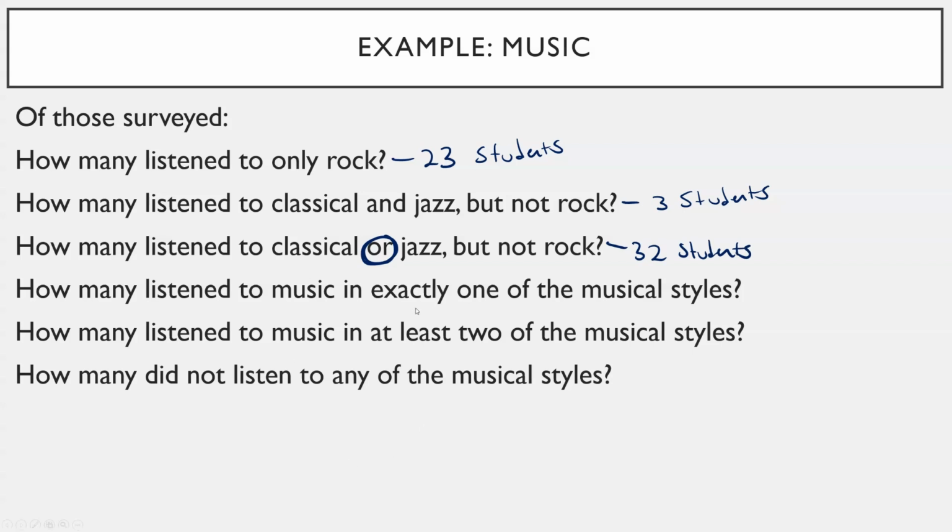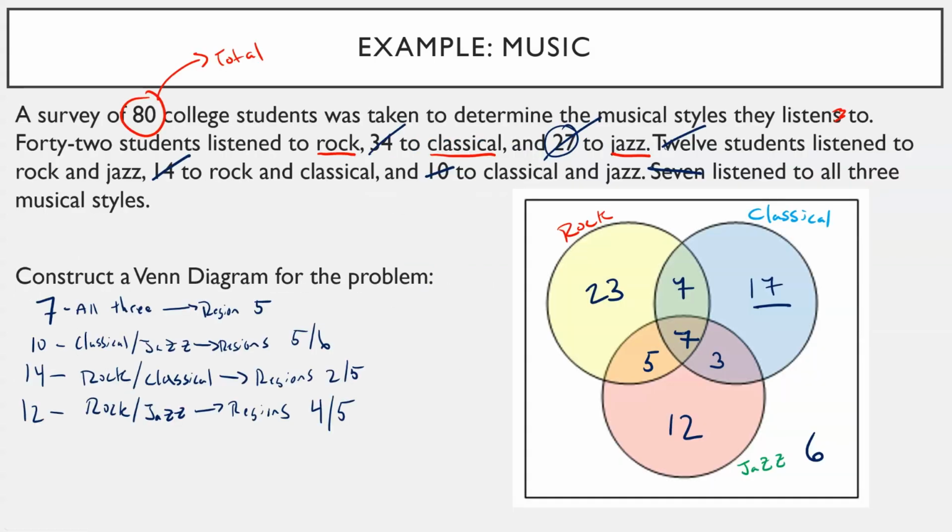How many listen to exactly one of the musical styles? Well, exactly one would just be the 23 and the 17 and the 12, because those are the regions that don't interact with anything else. We can't say the 6 outside because we don't know what music they listen to, or it could be more than one. So we can't say anything about them. So 23 and 17 is 40 and 12 is 52.